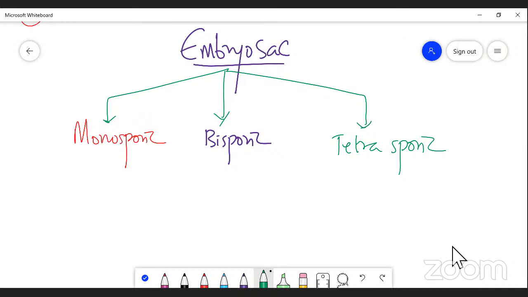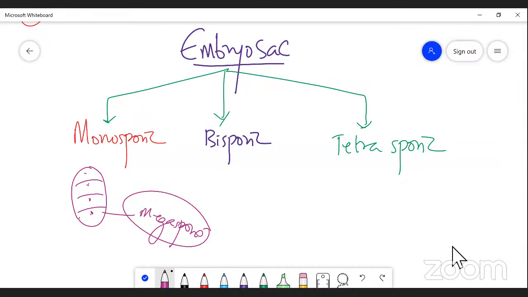What do you mean by monosporic? Out of 4 megaspores, only 1 cell functions. During meiotic cell division, it is possible to form 4 megaspores, but only 1 megaspore functions. That is called monosporic, I mean the development of the embryo sac from only 1 cell. I can give an example for monosporic: Polygonum.